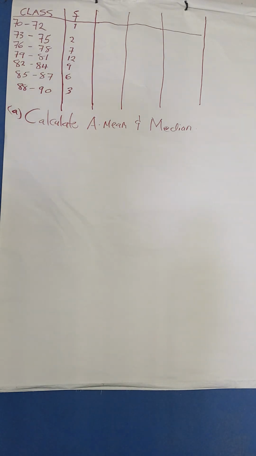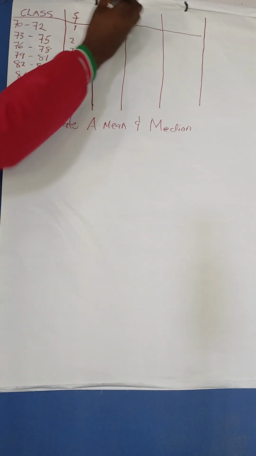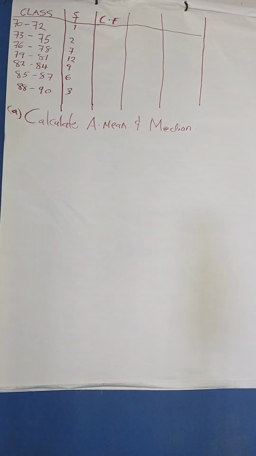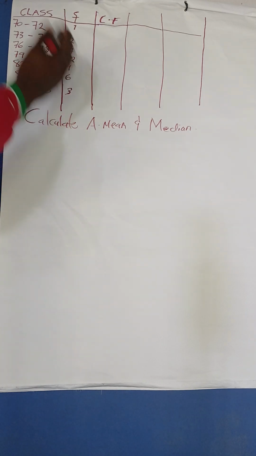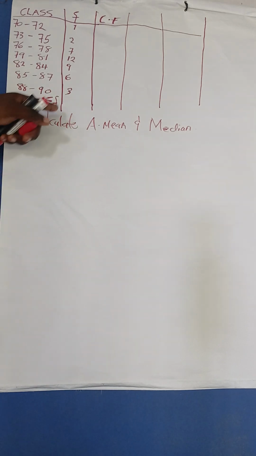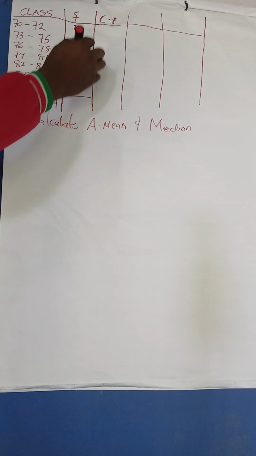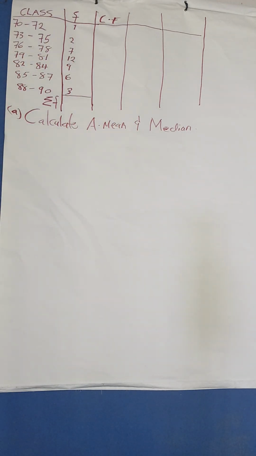The table we are going to fill is called a frequency distribution table. The next column we have to fill is cumulative frequency, CF. Before we fill the cumulative frequency, I always advise we get the total summation of F, that is, the total of the column of the frequency.